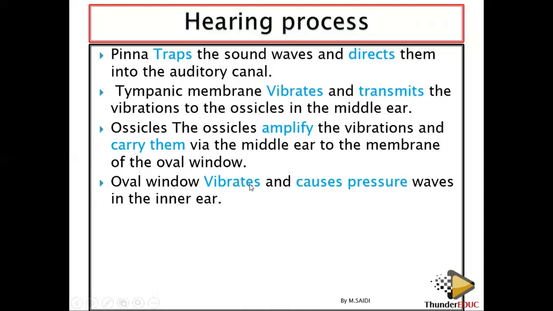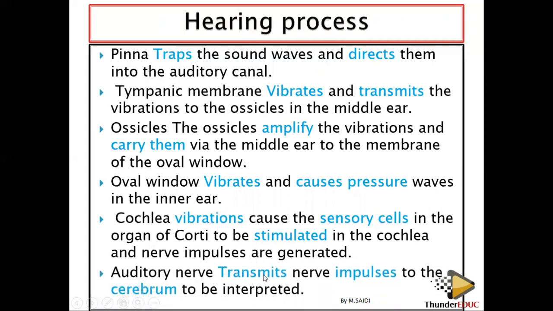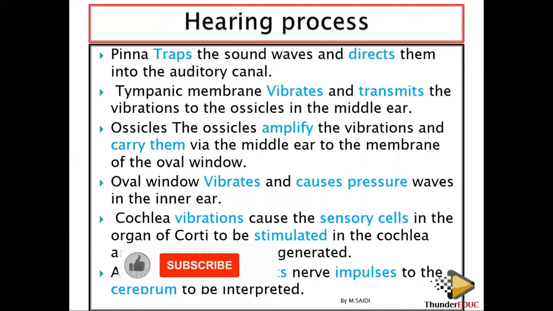Then the oval window vibrates and it causes a pressure wave in the inner ear, that is basically the perilymph, as we saw. Then the cochlea, inside the inner ear, vibrates and the sensory cells in the organ of Corti are stimulated. It means that now they change this vibration into a nerve impulse. And then the impulse is sent to the brain via the auditory nerve. The auditory nerve transmits the nerve impulse to the cerebrum for interpretation. And then we can react according to the interpretation of the brain.